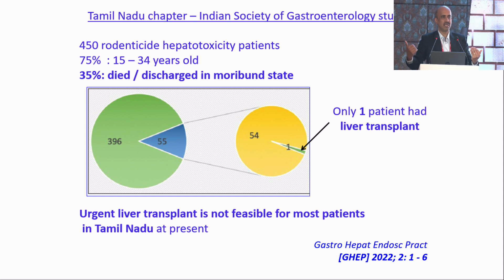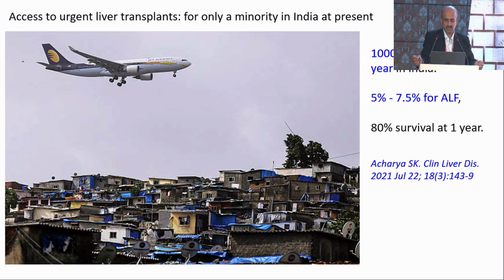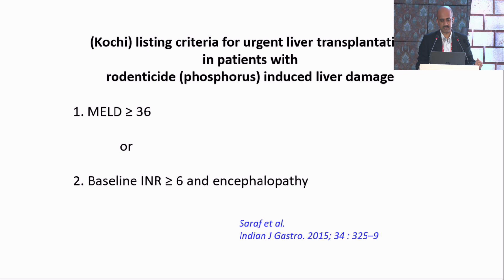Now, this is the ground reality when you look at access to urgent liver transplantation. It is a bit like the familiar picture of people in the slums in India who can only look at the plane, but are not actually flying on it. So Dr. Acharya has put out in this article that of the 1,000 liver transplants per year, 5% to 7.5% are done for ALF. That means per year, only 50 to 75 patients are able to access urgent liver transplantation. So there's a dire need for some other modality of treatment for these patients.